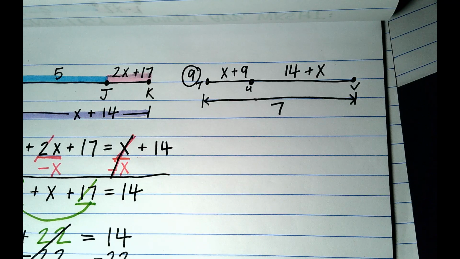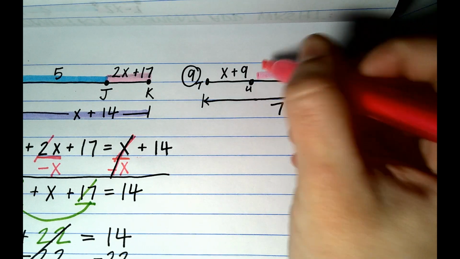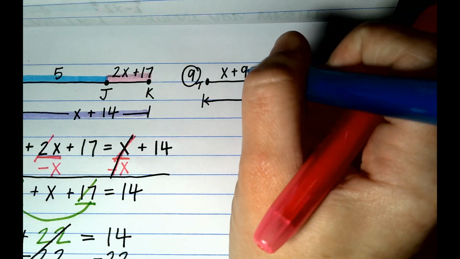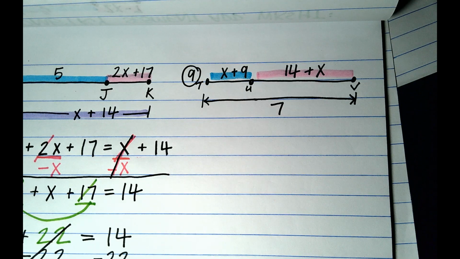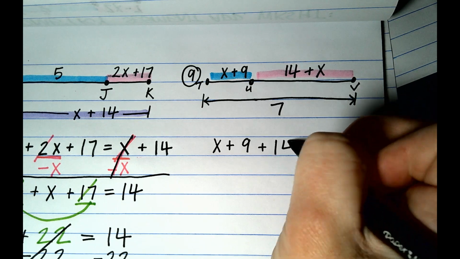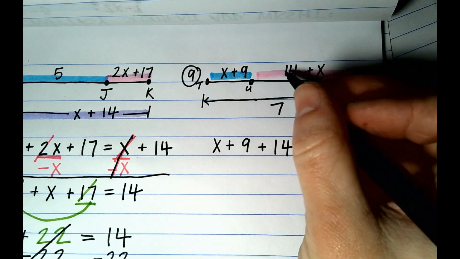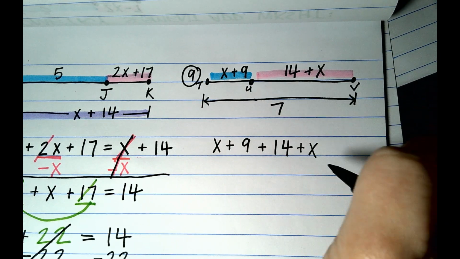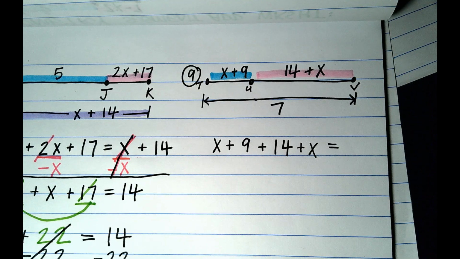So, how do I set this equation up? Plus 9. 14 plus x equals 7. Perfect. X plus 9 first, plus 14 plus x equals my whole of 7.